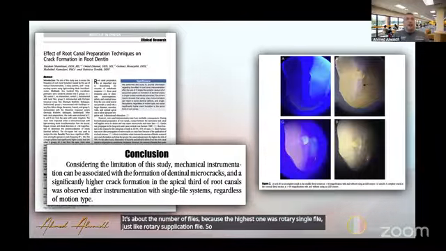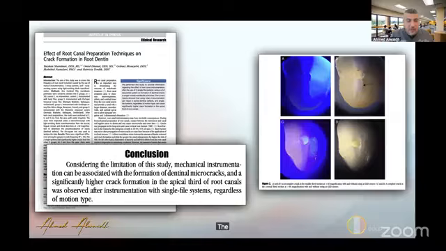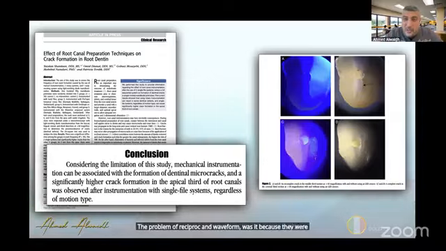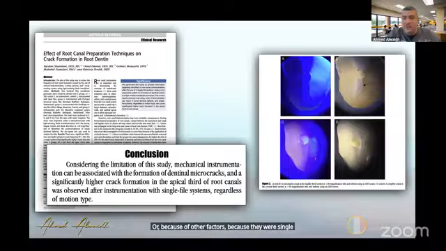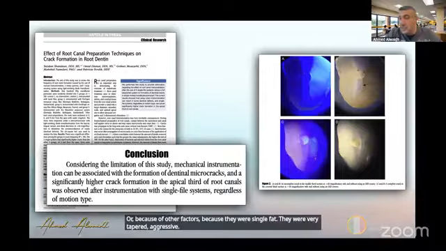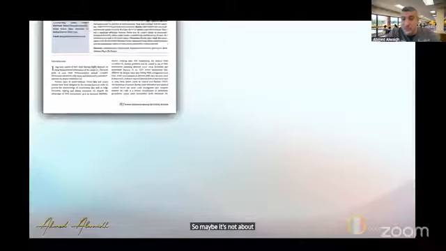So if you go back to history, the problem of Reciproc and Wave 1, was it because they were reciprocation or because of other factors? Because they were single file, they were very tapered, aggressive. So maybe it's not about the type of motion.